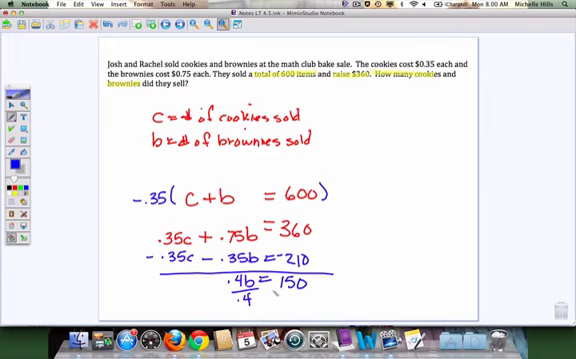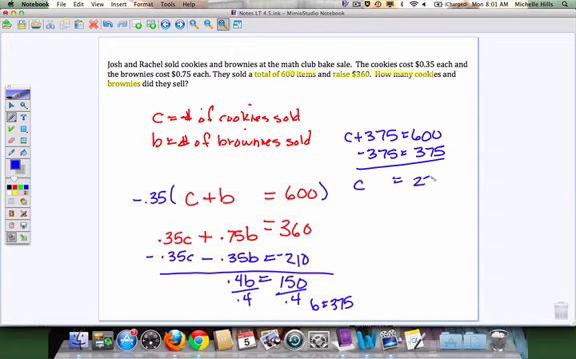When I divide both sides by 0.4, I end up with B equals 375. So they sold 375 brownies. Now, going back to my original equation, my C plus B equals 600. I know now that B equals 375. So C plus 375 equals 600. And yes, show this work. Subtract the 375 from both sides to solve for C. So C equals 225. Again, I'm not going to write this answer as an ordered pair.